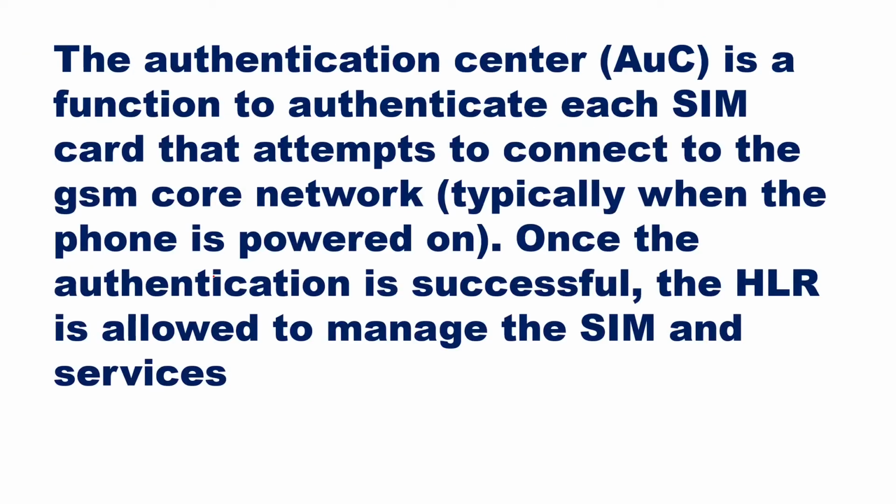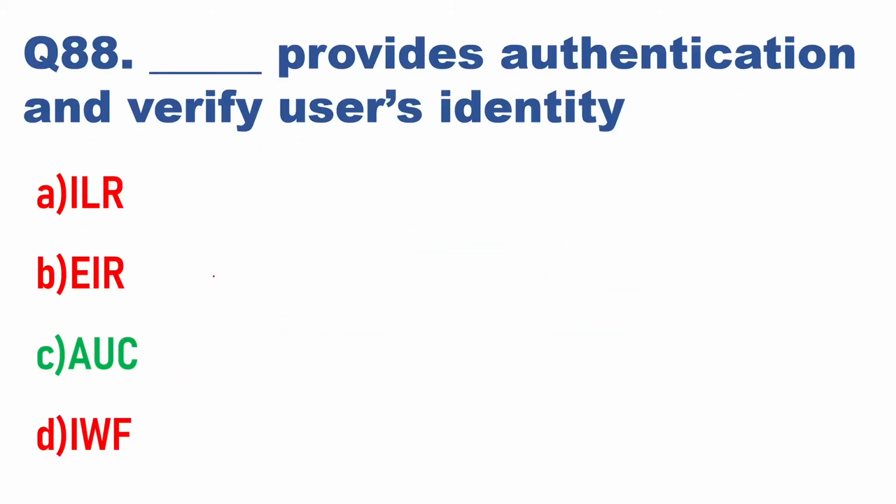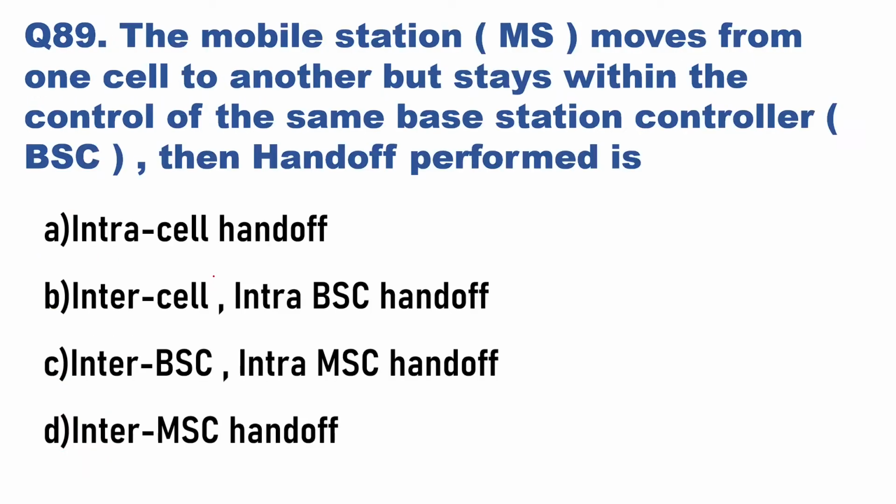So here you can see the authentication center AUC is a function to authenticate each SIM card that attempts to connect to the GSM core network, typically when the phone is powered on. Once the authentication is successful, the HLR, that is home location register, is allowed to manage the SIM and services. So AUC is the right answer. That is option C is the right answer. Then we'll go to the next question.